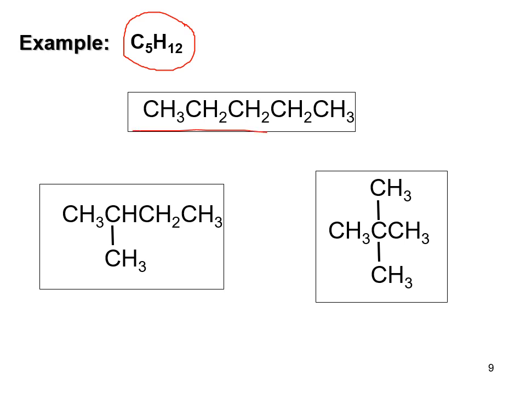This one is a straight chain with 5 carbons, this one a straight chain with 4 carbons, this one a straight chain with 3 carbons. But the molecular formula is still the same, C5H12. This we call chain isomer.